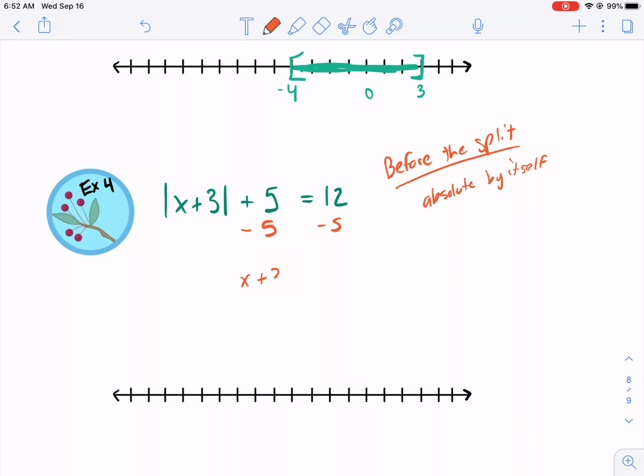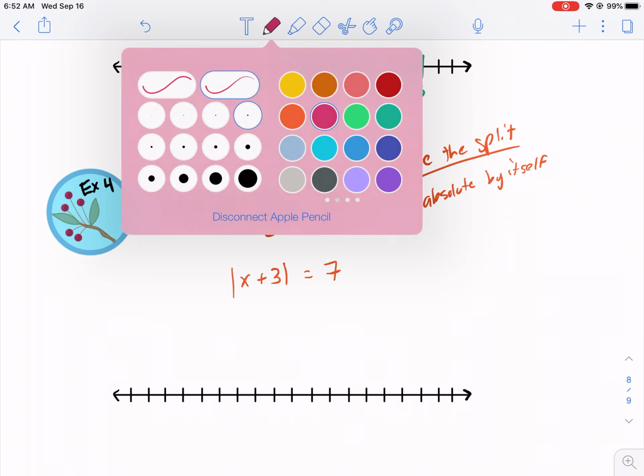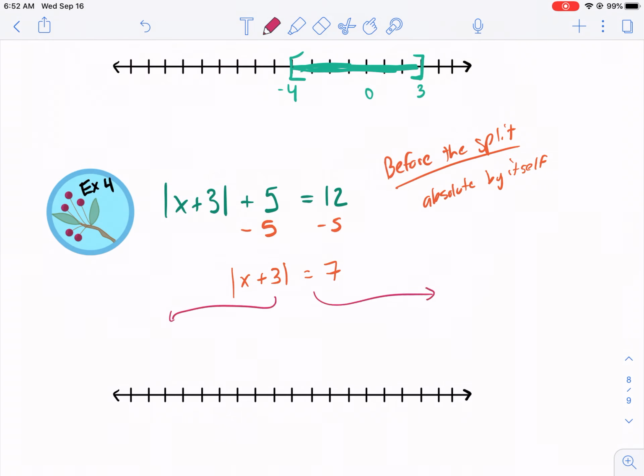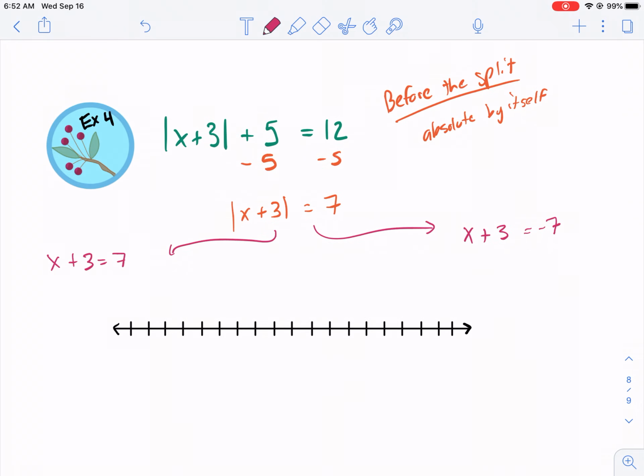Now we have the absolute value of x plus 3 equals 7. Now we can split it. Don't get split crazy, okay? We have x plus 3 equals 7, and then we have x plus 3 equals negative 7. Again, if this were an inequality, you would flip the inequality because we made it negative, but it's not an inequality, so we just leave it the same. Minus 3, we get x equals 4. And the other solution, minus 3, x equals negative 10.